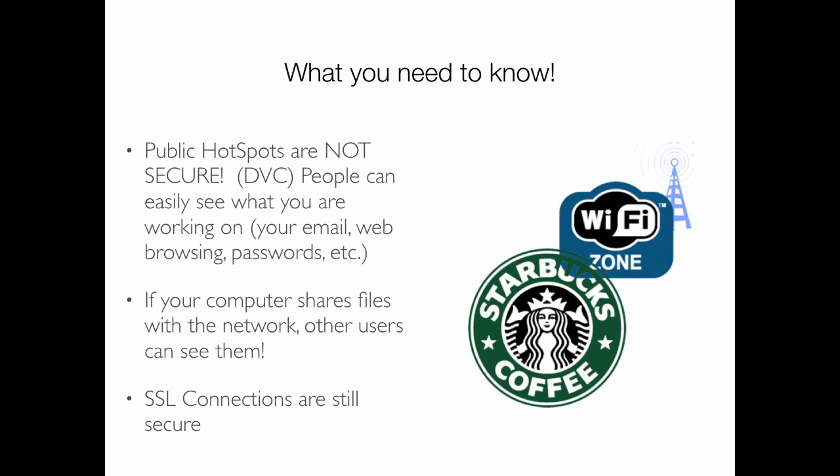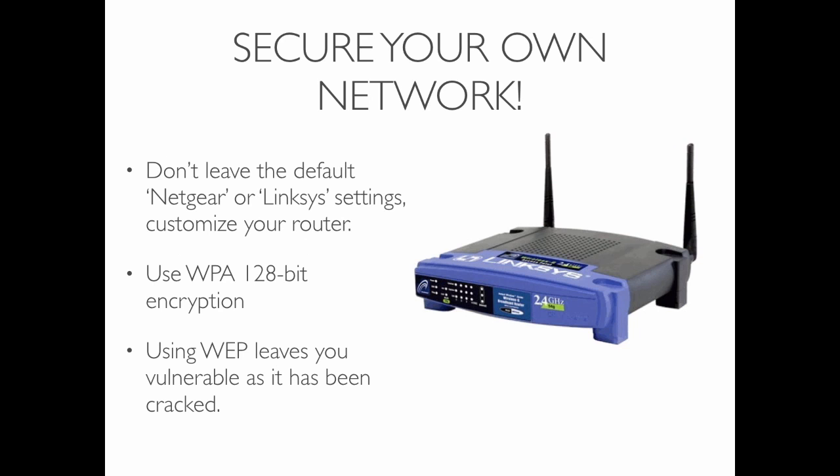Okay? Now, if you're, say, going to your bank, right? You log into Bank of America or Citibank or whatever, you see that little green bar that shows up or the little lock icon. Okay? That's a type of encryption that's completely secure. You don't have to worry whether you're on the DVC campus Wi-Fi or you're at Starbucks. Doesn't make any difference. Once you have that little lock, you're fine. Okay? That's called an SSL connection.